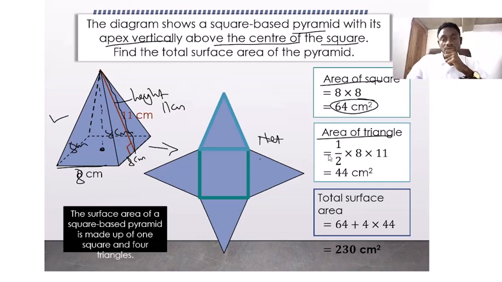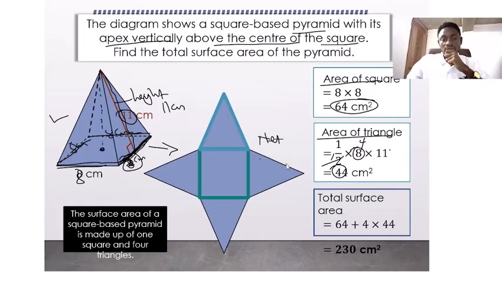So area of the triangle equals half times the base. Now these 8 centimeters that we see here is a length for the square, and at the same time a base for the triangle. So all the sides here are serving two purposes: first a side of the square, and also a base for the triangular faces. Now, half times the base times the height: the height is 11, the base is 8, and half of 8 is 4. 4 times 11 gives us 44. So area of one of the triangles is 44 centimeters squared.